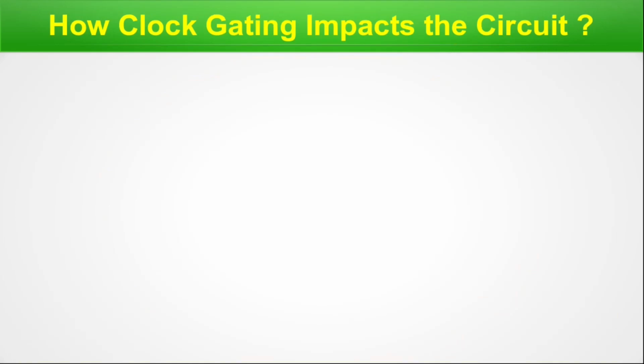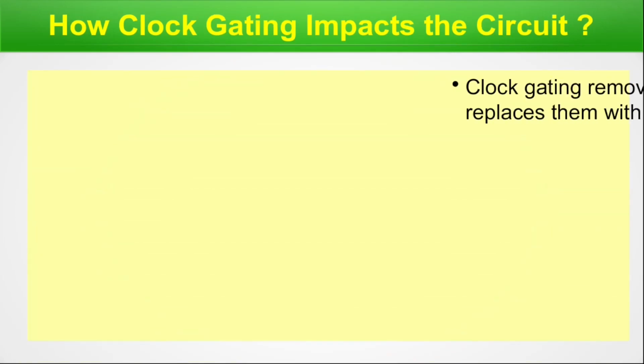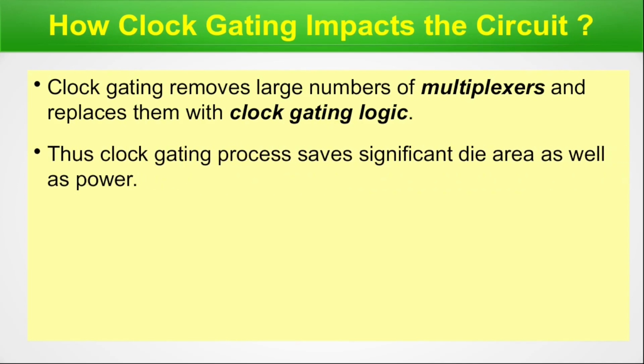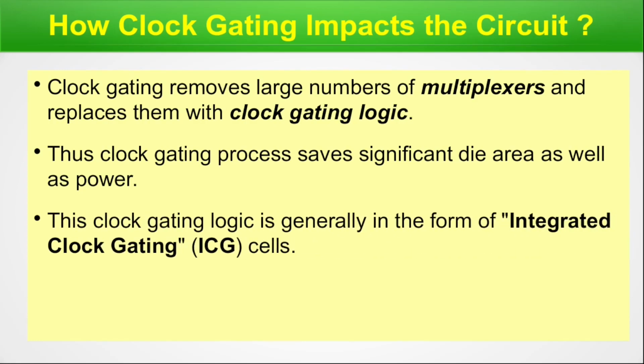How clock gating impacts the circuit. Clock gating removes large number of multiplexers and replaces them with clock gating logic. This is what is done at the gate level, that is at the logic gate level by the clock gating methodology. Thus, clock gating process saves significant die area as well as power. Now you get the benefit. This clock gating logic is generally in the form of integrated clock gating cells, also known as ICG cells. These are part of the standard cell library.